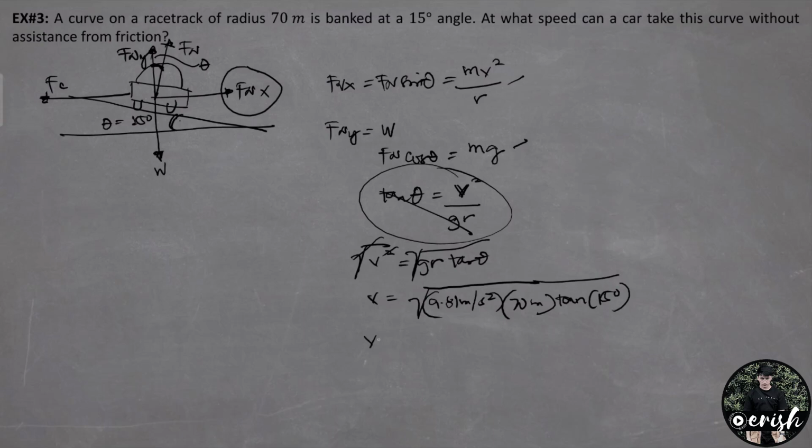And by calculating, velocity is equal to 13.56 meters per second. Again, this speed is a reasonable speed. Only at this exact speed can the turn be negotiated without reliance on friction forces. So this is example number 3.